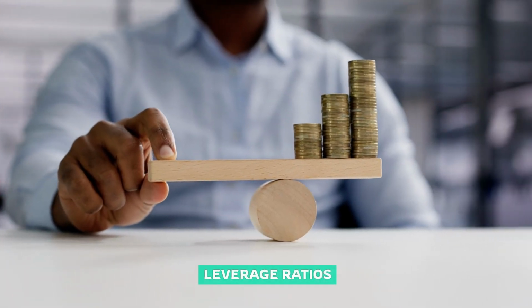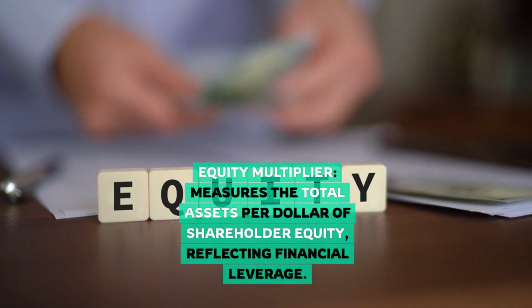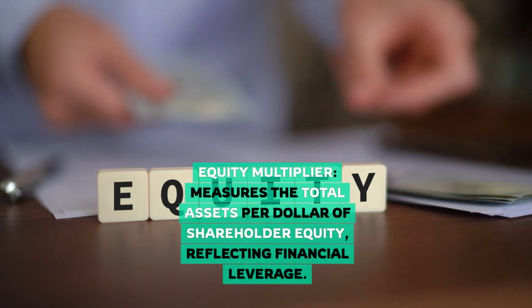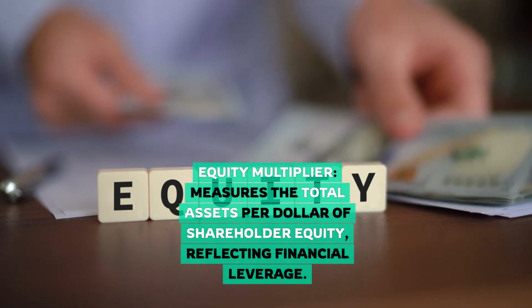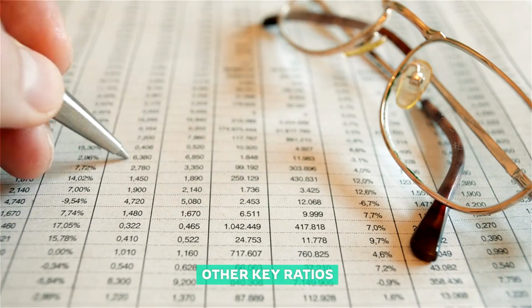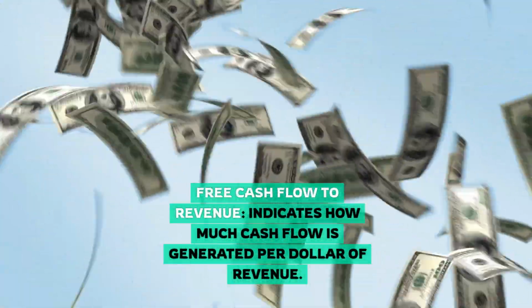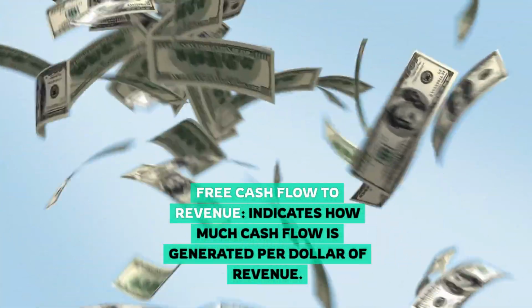Leverage ratios. Financial leverage ratio assesses the proportion of a company's assets financed through debt. Equity multiplier measures the total assets per dollar of shareholder equity, reflecting financial leverage. Other key ratios. Free cash flow to revenue indicates how much cash flow is generated per dollar of revenue.